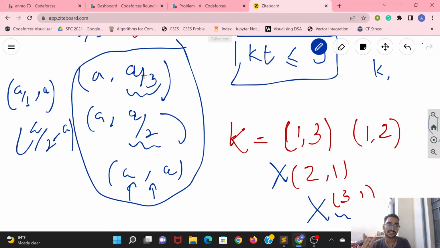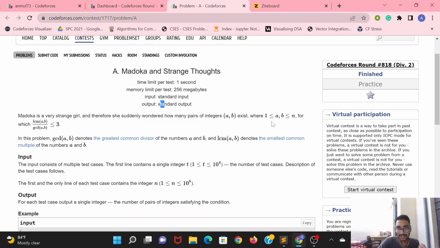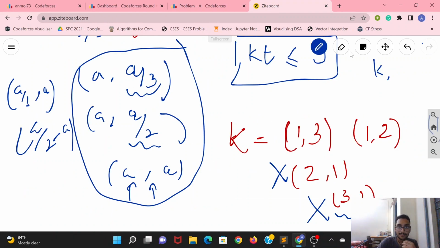a by 3 will be an integer, and when I say dividing here, it's a proper division, not the integer division. So a by 3 will be an integer when a modulo 3 is 0, and a by 2 will be an integer when a modulo 2 is 0. So basically, we want the number of a less than n which are divisible by 2, such that we get this one, that is n by 2, or in simple words, the number of even numbers less than n, that is n by 2.